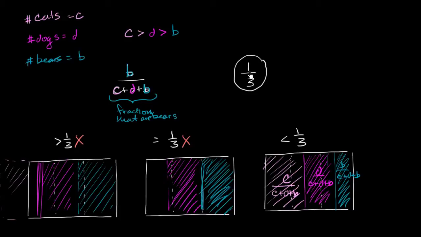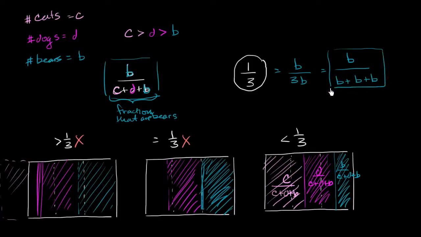So how can I write 1/3 maybe with the b as a numerator? Well, 1/3 is the same thing as b over 3b, which is the exact same thing as b over b plus b plus b. So now this is looking pretty similar. The only difference between this expression right over here, b over c plus d plus b, and b over b plus b plus b, is that our denominators are different. And the only difference in our denominators, this denominator has a c plus d here, while this has a b plus b over here.